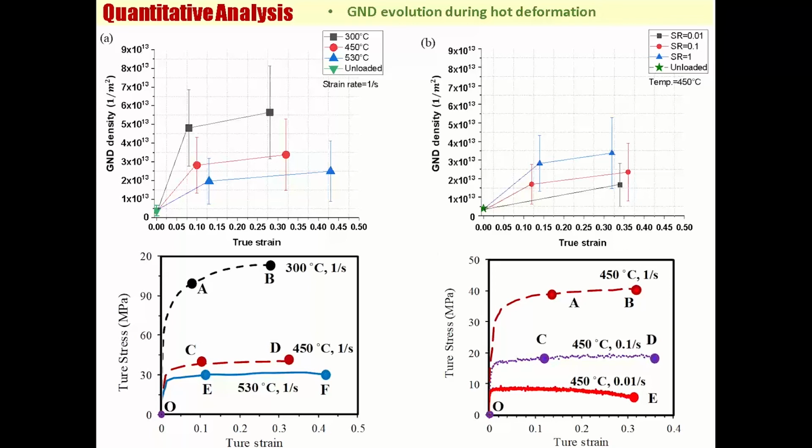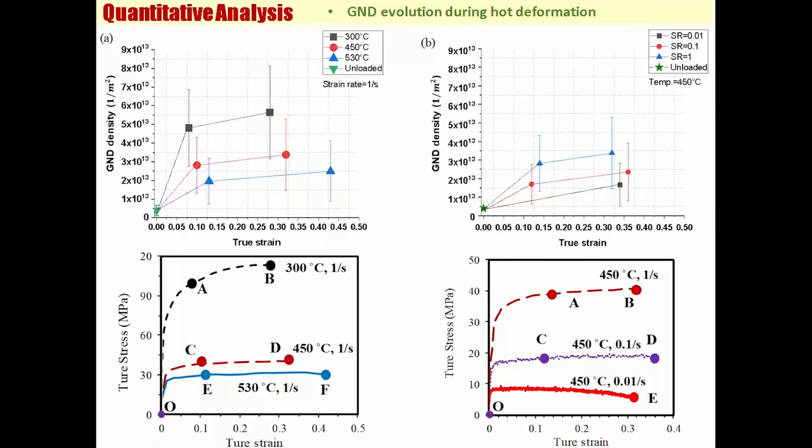Great. Because for different strain rates, the time for you to deform the material is longer or shorter. That means the soaking time or the deformation time is different. So the two major contributors are the temperature and also the soaking time for the material. Okay, great.